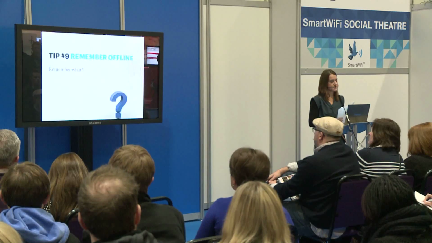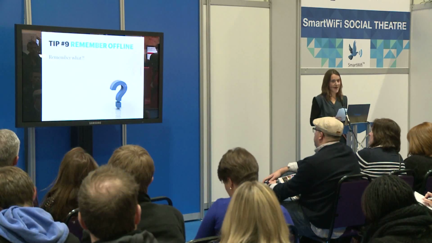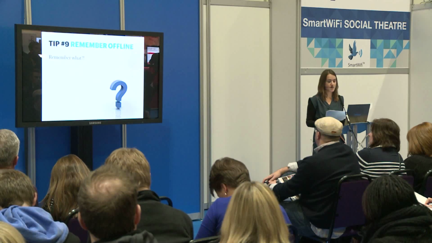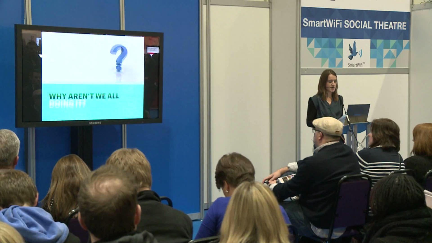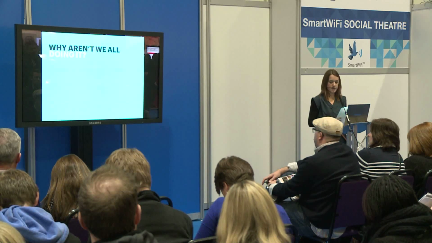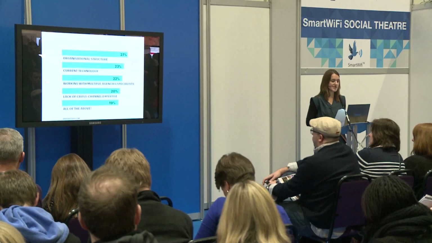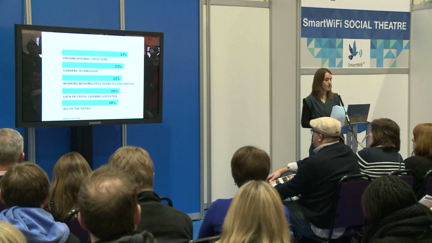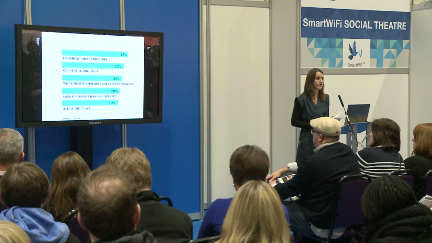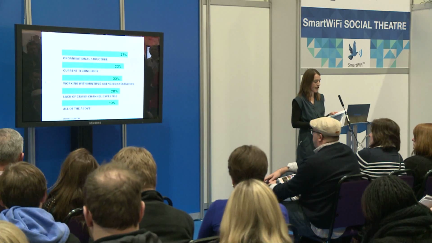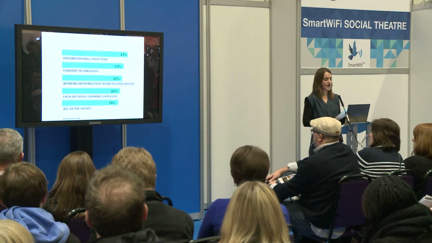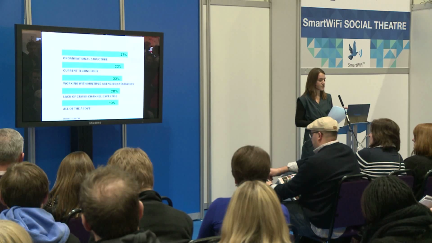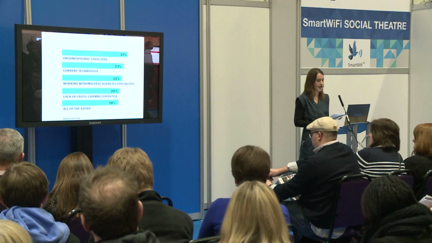And then finally, remember offline. Any good marketeer will know that just as online channels shouldn't be considered in isolation, neither should on and offline. So why aren't we all doing it? Good question. Because it's really difficult. 27% of people in an e-marketeer survey said that organisational structure inhibited them from creating integrated marketing campaigns. Current technology was the second reason, then working with multiple agencies and specialists, and a lack of cross-channel expertise internally.